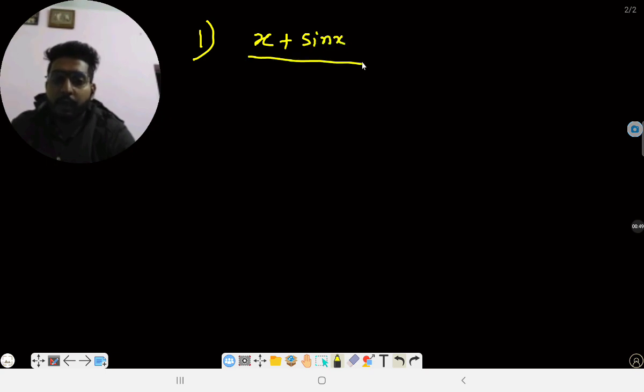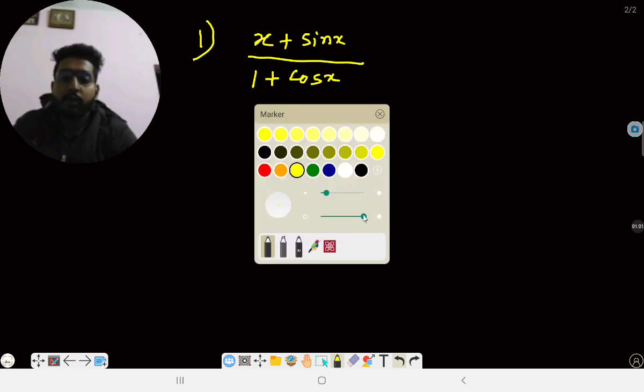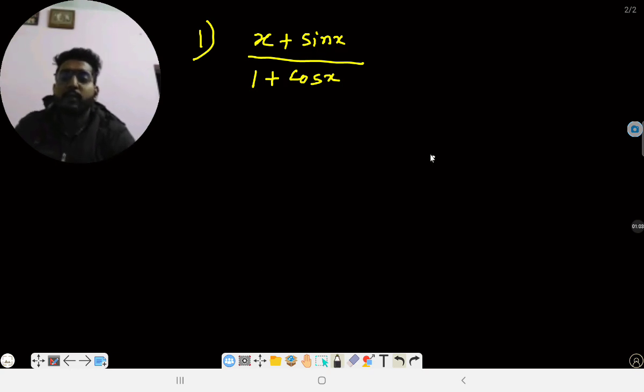So I will solve some problems using that, and there are some types. Okay, so first of all, simple type, we'll solve some simple type problems. So suppose there is a question here. I'm just writing the question here. So the simple one is x plus sin x divided by 1 plus cos x, like this. Okay, so we'll start from simple type problems, then we raise the level. So the first one is this one: x plus sin x over 1 plus cos x.